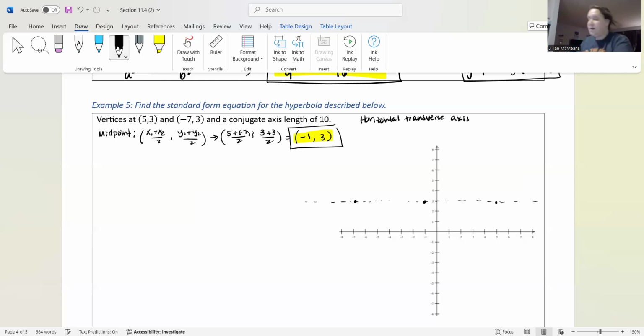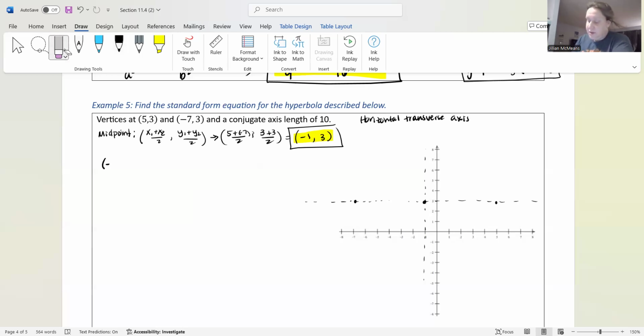Okay, so that tells me my conjugate axis is going to be running like this. But here's the thing, the conjugate axis has a very specific length of 10. I think we should take our center, and we know the conjugate axis is running perpendicular to the transverse axis. Since the transverse axis is horizontal, the conjugate axis is going to be vertical.